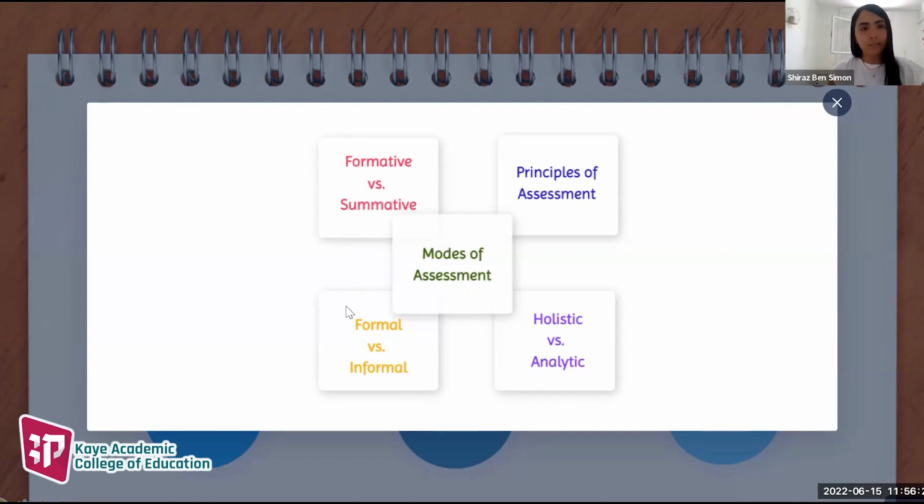And summative assessment is to sum up a certain unit, segment, or something that we want to have an end to. So summative assessment is really the end point of the assessment.